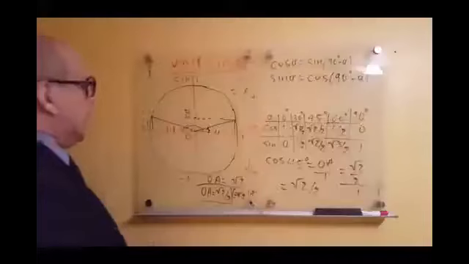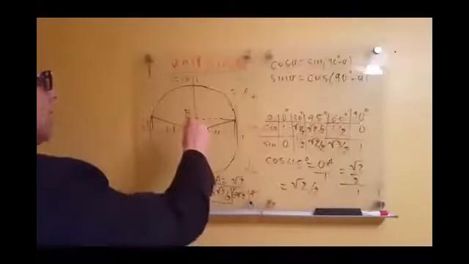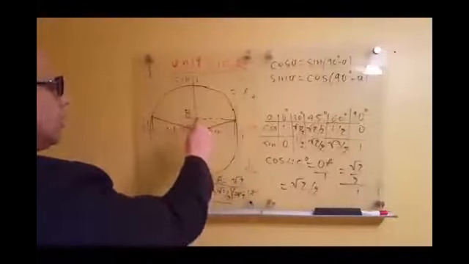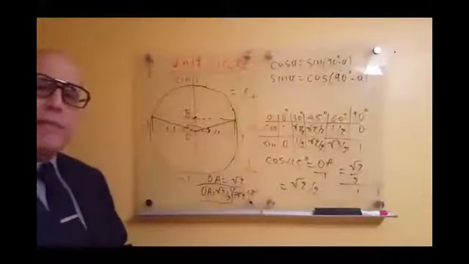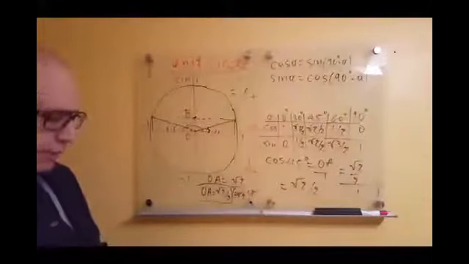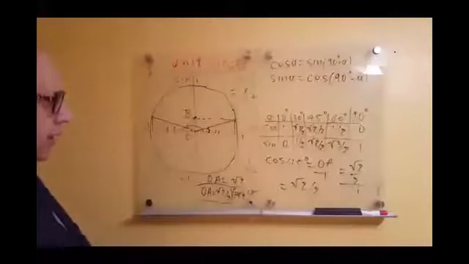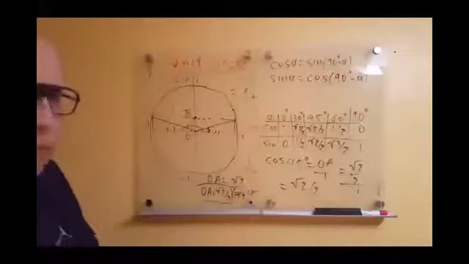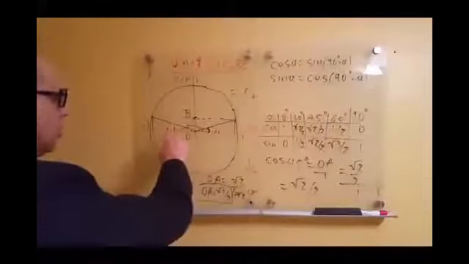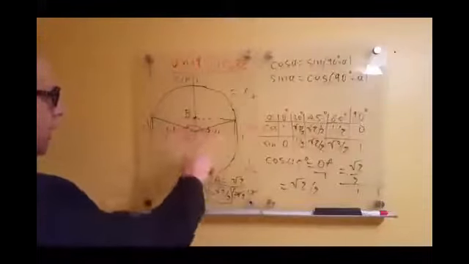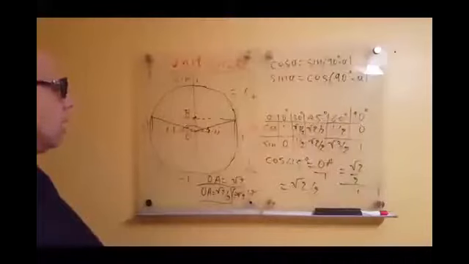So it means that these two angles have the same sine. So actually, angles whose sum is equal to 180 degrees have, as we see, opposite cosines and the same sine.